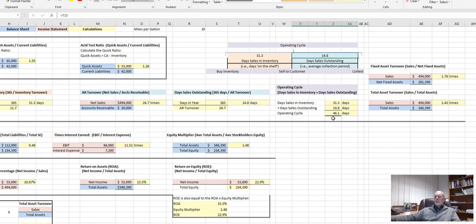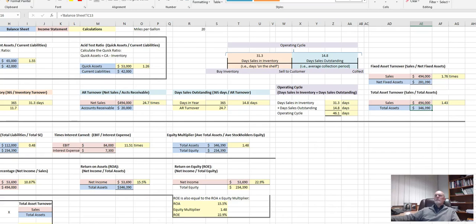A couple of other measures of efficiency. One is our total asset turnover, which is if you take your sales and divide by total assets, and in this case we had a measure of 1.43, and what that really represents is that every dollar invested in assets is generating $1.43 in sales.